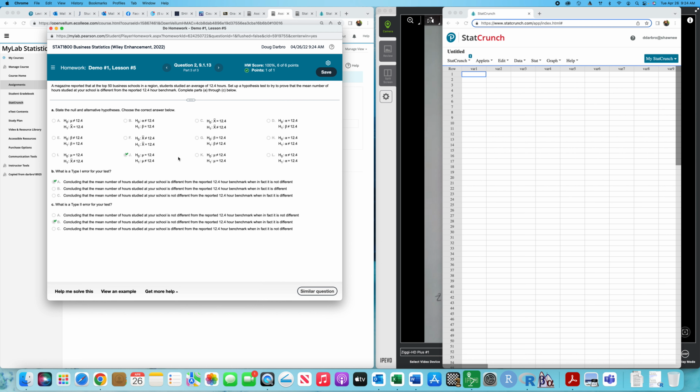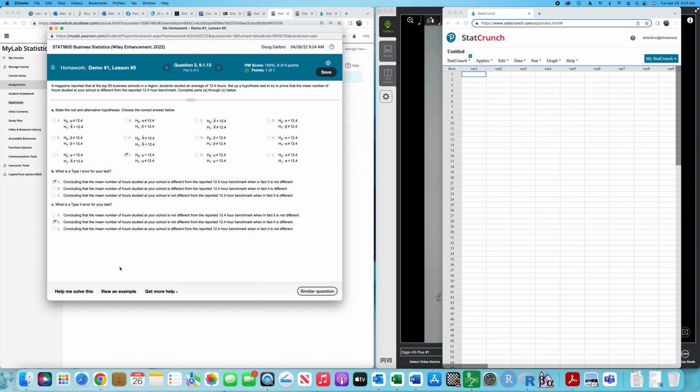Now, a type 1 error for part B, this is where the null hypothesis is true, but we reject it. So the only one that aligns with that would be concluding that the mean number of hours studied is different, because we would have rejected the null in favor of the alternative, which is not equal to, when in fact it is not different, when in fact it is 12.4. So it's the only one of the 3 choices we had that aligns with the definition of a type 1 error.